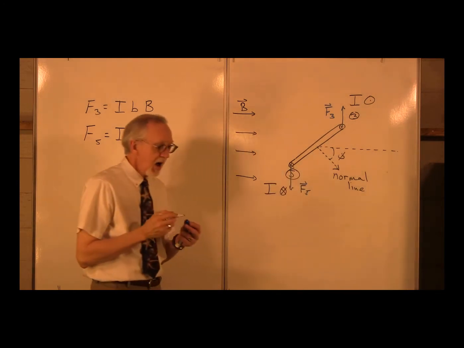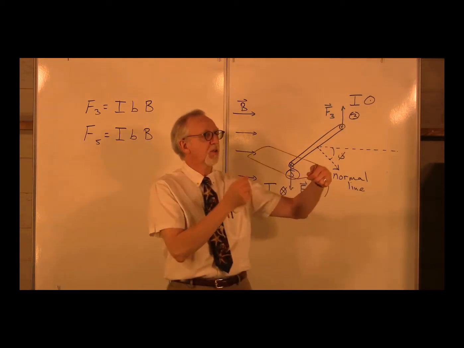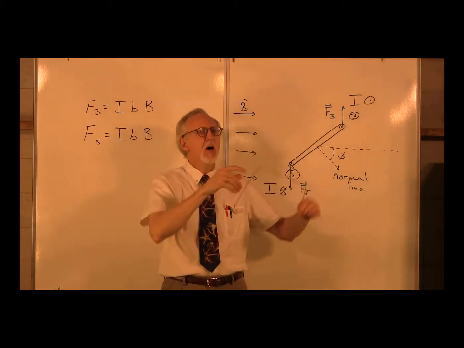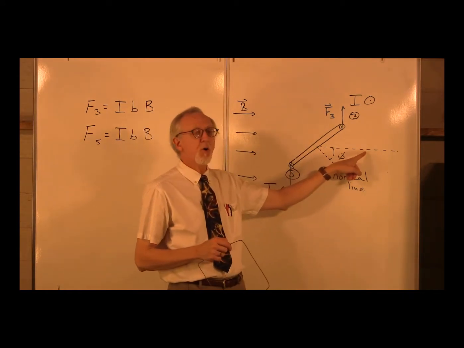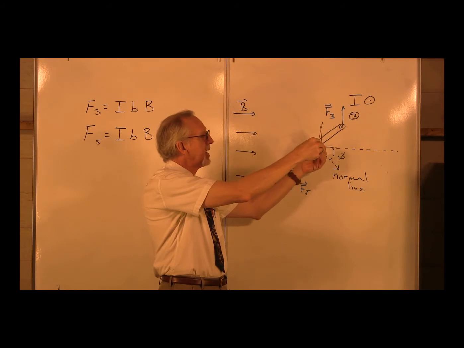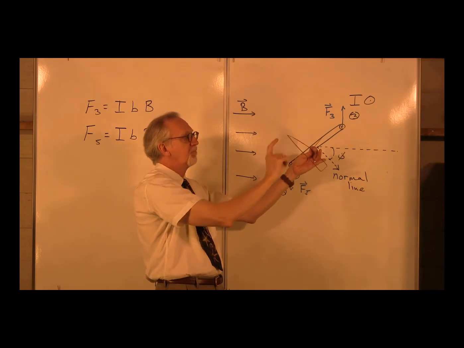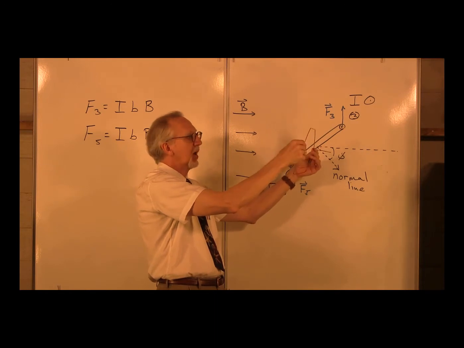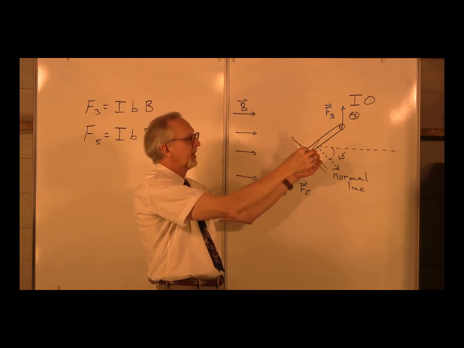Again, notice with this orientation of our loop, the tendency for the forces will be to rotate the loop. Notice that the tendency is to rotate the loop to align the normal line with the magnetic field. It's to make this loop line up so the normal line lines up with the magnetic field. If the loop were this way, the force would still be up and down, which would tend to rotate the loop this way. So if it's this orientation, the torque rotates it this way. If it's in this orientation, the torque rotates it this way.